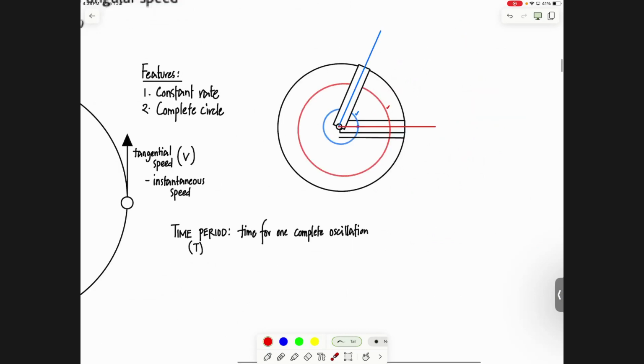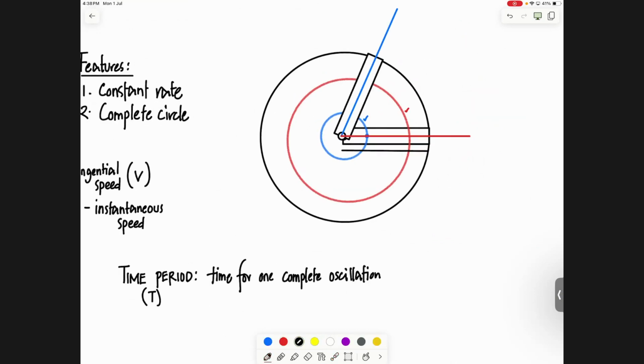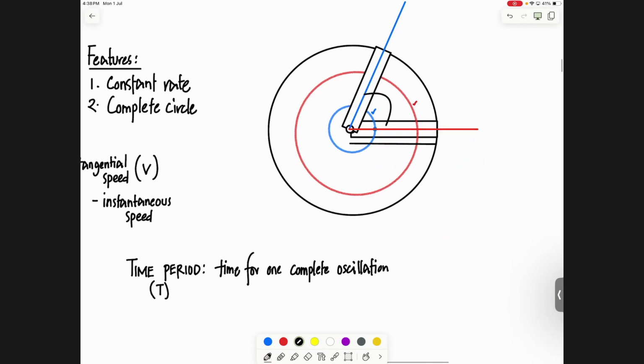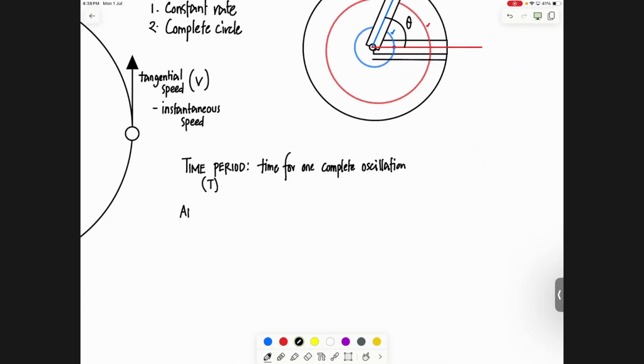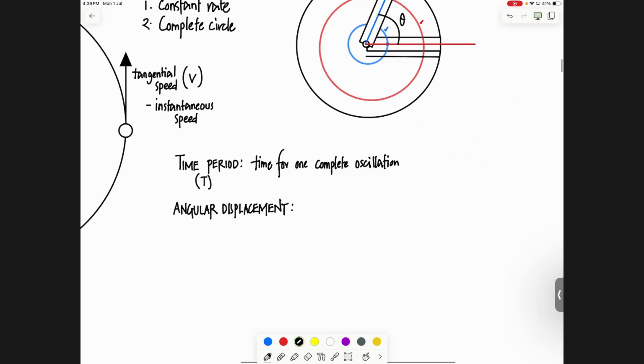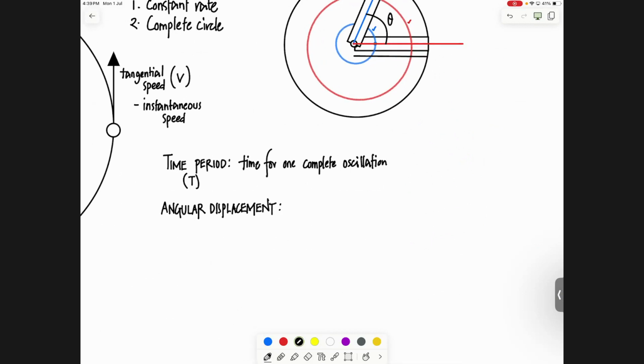Okay. So you can see the angle is the same, and there's a name for this. We give it the symbol theta, and this is called angular displacement. This is the next quantity that's important for us. Angular displacement. This is the angle covered during circular motion.